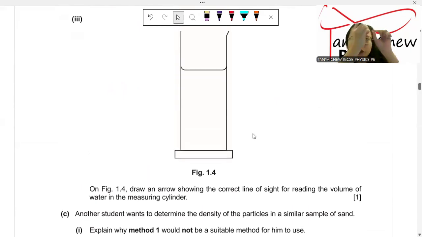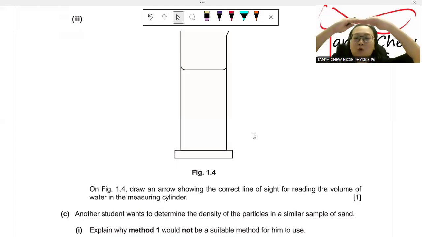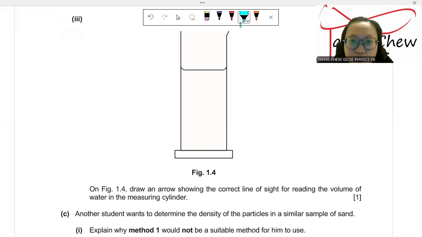Like what I say, due to the viscosity of the water and the glass of the measuring cylinder, it is not possible to form a flat surface because some of the water will stick to the glass. That is why you have this curved line there. We call it the meniscus. Whenever you take the reading, you have to lower your eye position to a scale which is below the meniscus, which is here, below the meniscus. So your eye must be here. So you just draw an arrow here.